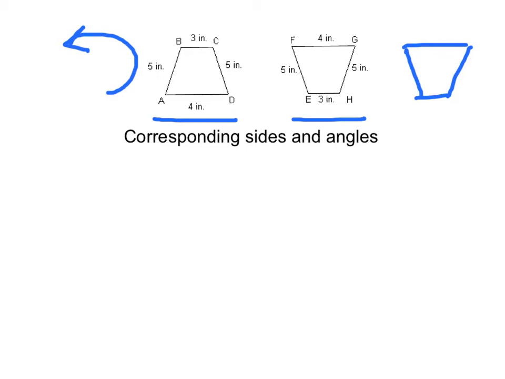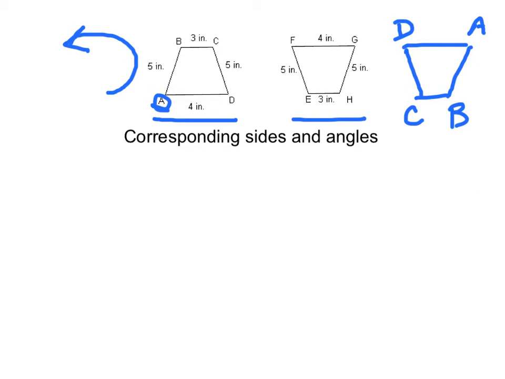That means that now point A, when we rotate it, would be here. D would be there. And then C would be here. And B would be there. Can you imagine that? Now, I'm going to identify the corresponding sides and corresponding angles.